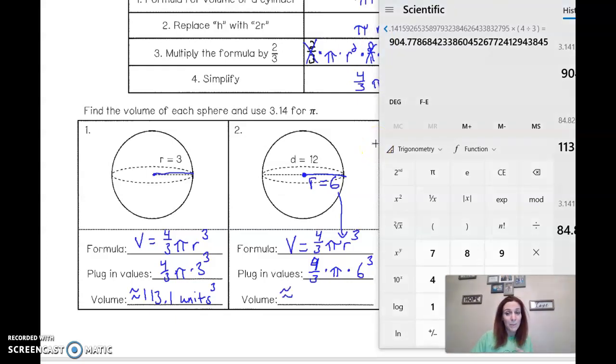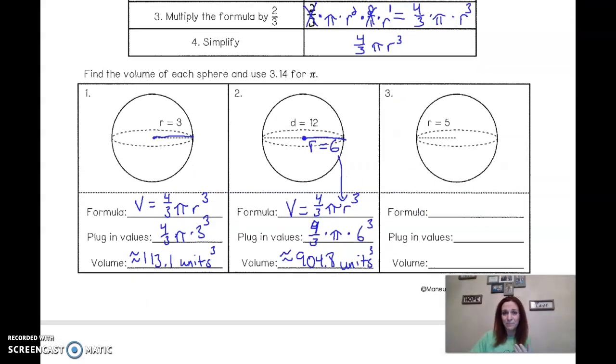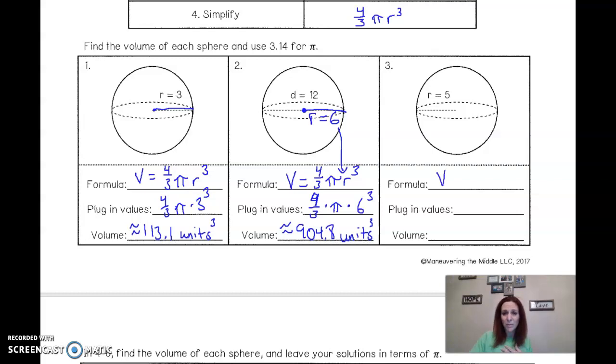Again, as soon as we multiply by pi, it becomes irrational. So 904.8 cubic units. All right. So hopefully you're kind of getting the hang of this here, right? We always start with our formula. We plug in our values, okay, making sure that we have the radius for this formula. And we're going to replace r with 5 right now.